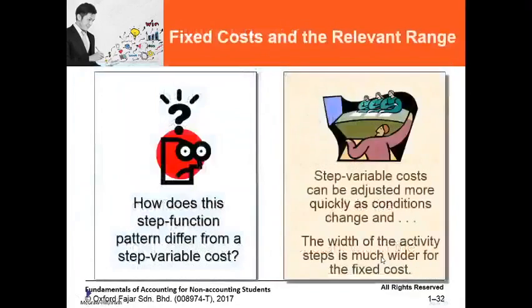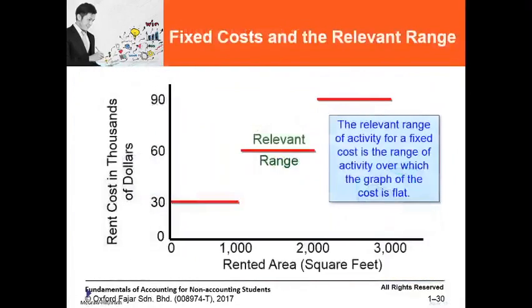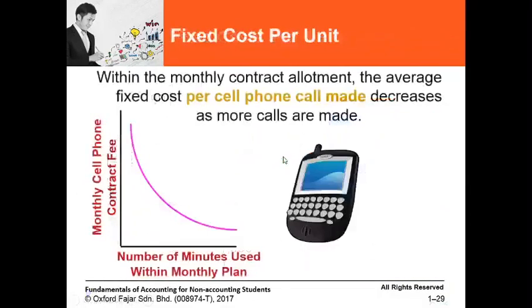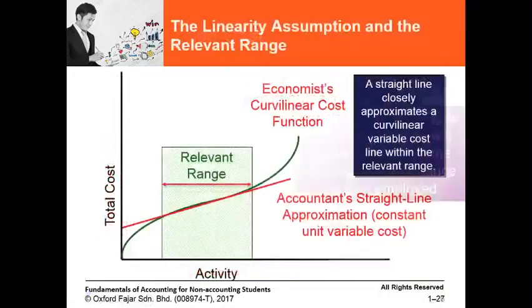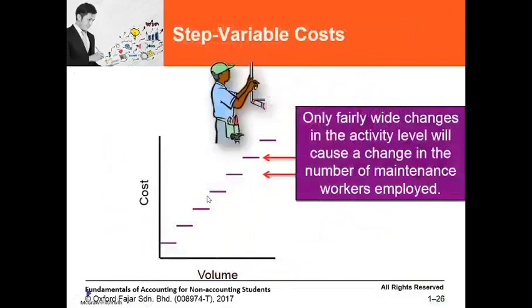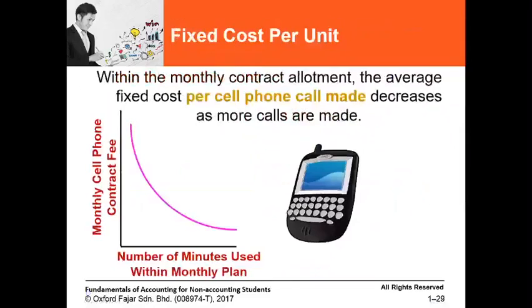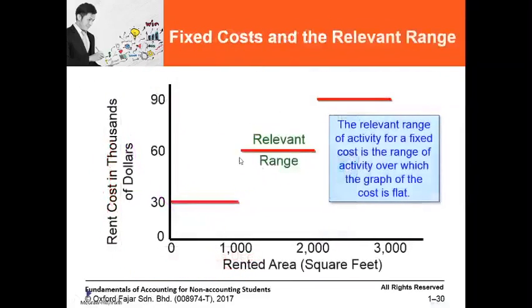Let me show you. This flat line is longer as compared to the step variable cost just now. This one is shorter. So you need to look at the graph. If the flat line is shorter, it could probably be categorized as step variable cost. And if it is longer like this, it would probably be a fixed cost.